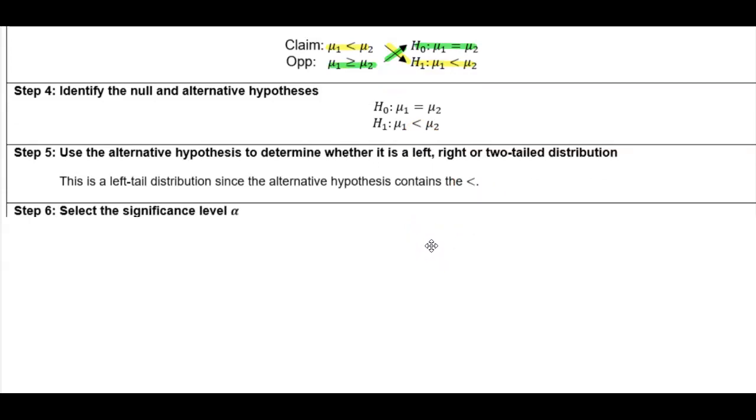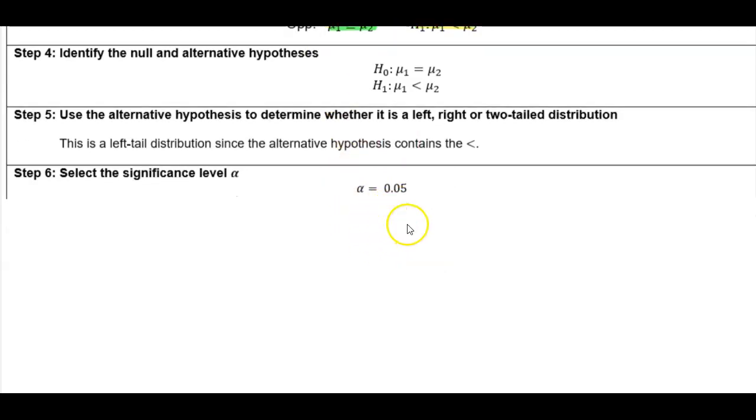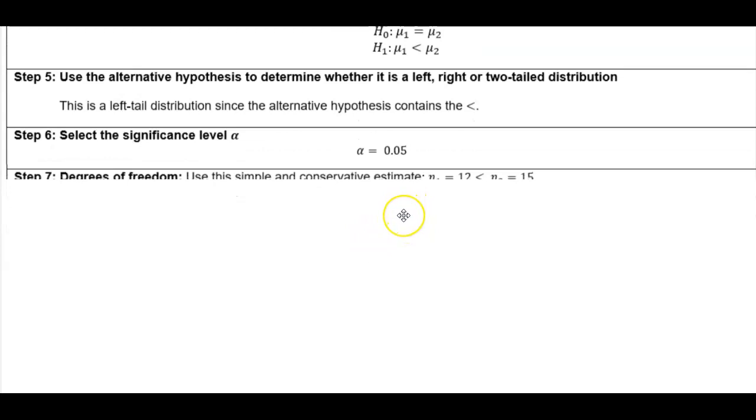Okay, now we're going to select the significance level alpha. Well, in the problem it states that alpha, or the significance level, is equal to 0.05. And now we want to state the degrees of freedom, and we're going to use the simple and conservative estimate.